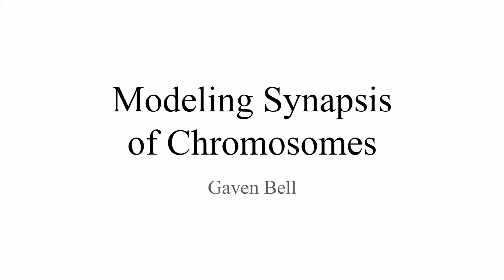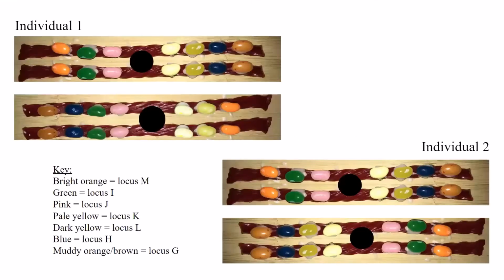Everyone! Today we will be discussing synapsis of chromosomes, which occurs during meiosis. In this process, homologous chromosomes pair in a way that allows loci on the respective chromosomes to match up. Here we have candy models of the chromosomes of two individuals. Each jelly bean represents one loci, and each Twizzler represents one chromatid.